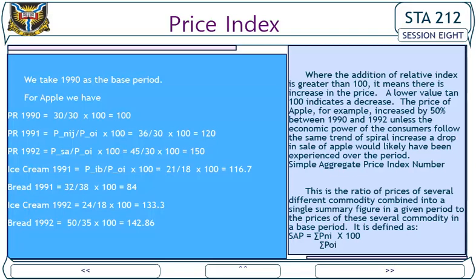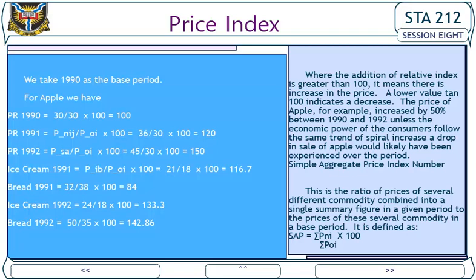The price of Apple, for example, increased by 50% between 1990 and 1992. Unless the economic power of the consumers followed the same trend of spiral increase, a drop in sale of Apple would likely have been experienced over the period.